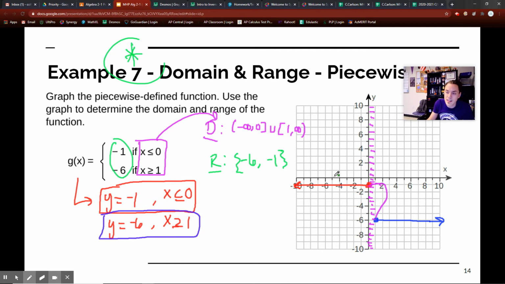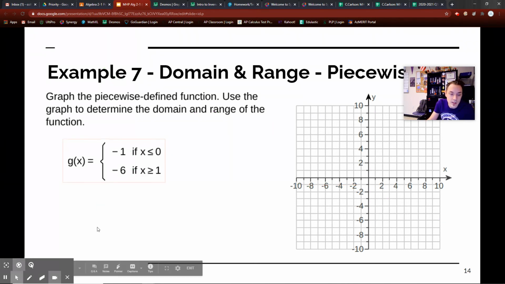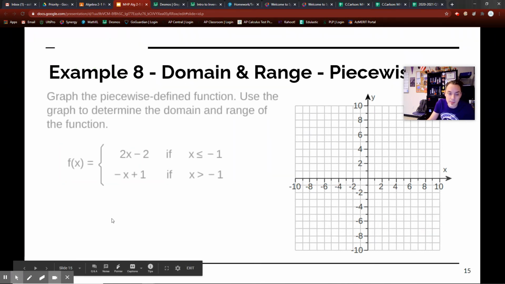Can you plug this into Desmos? Sure, but is Desmos going to give you a domain and range? No, of course not. So you need to find the domain and range by yourself. Let's erase. Let's go through a couple more examples.